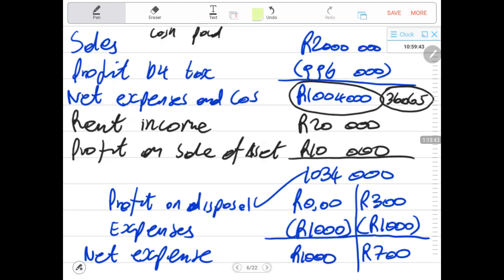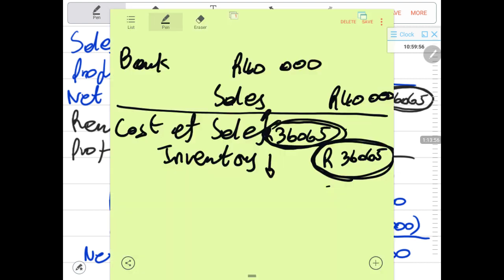The question that I must ask you is, is the amount of 36,065 a payment to suppliers or employees? It is not a payment to a supplier or an employee. Why am I saying that? Because we have sold inventory here. This is sales. We sold inventory, and we debited bank. Remember, if it was sold on credit, you would have said debtors. It doesn't matter which one we consider. We would have debited debtors here if it was sold on credit.